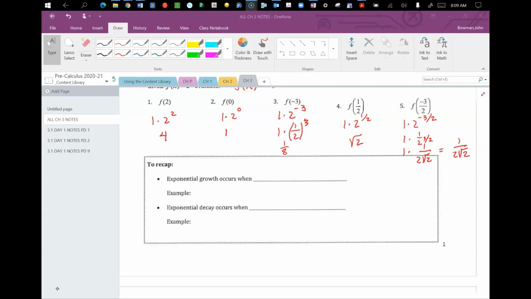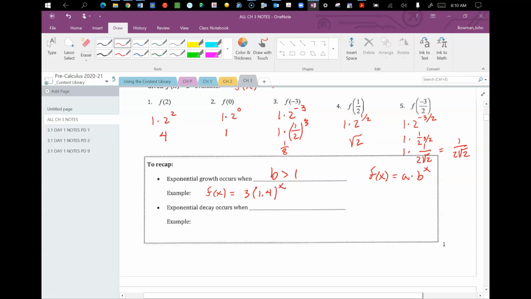So to move on, we want to talk about exponential growth and decay. Exponential growth occurs when in your exponential function, a times b to the x, b is greater than 1. So basically as x is increasing, you're multiplying by a bigger and bigger number, so your function value or your y value is increasing. An example of that would be f of x is equal to 3 times 1.4 to the x power.